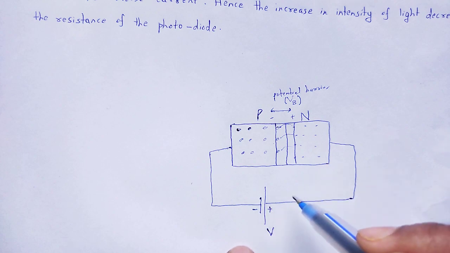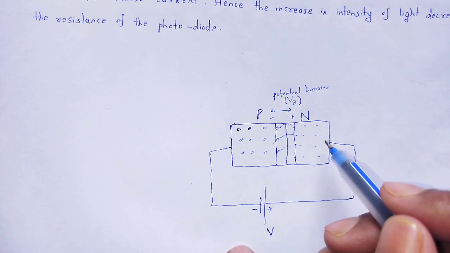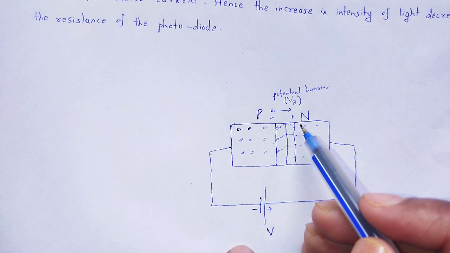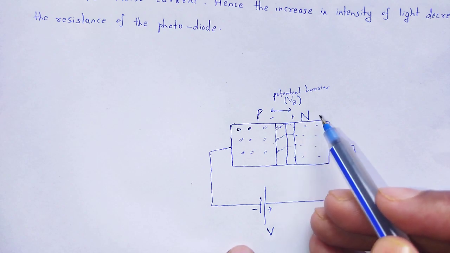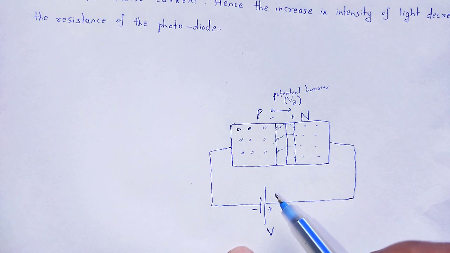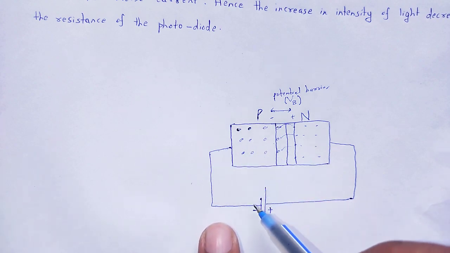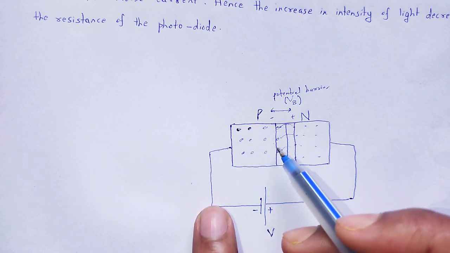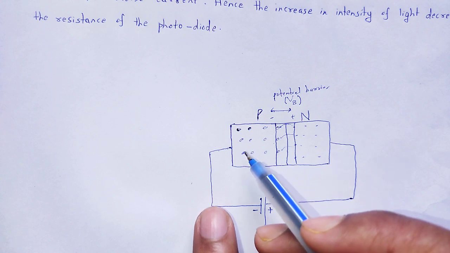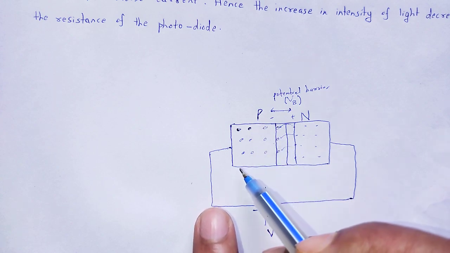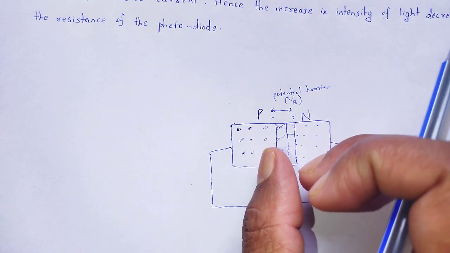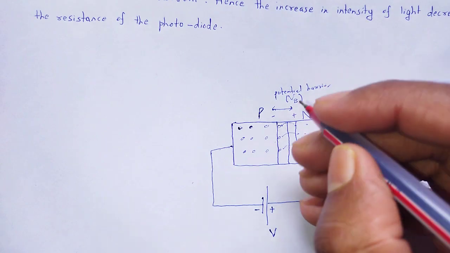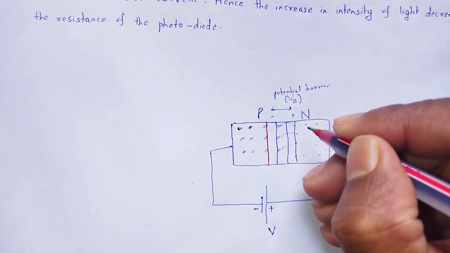Now, as electrons are drawn from the N type toward the positive terminal, there will be a deficiency of free electrons on the N type, and in the P type the electrons are pushed, so the number of free electrons increases on the P side. Therefore, the potential barrier gradually increases.